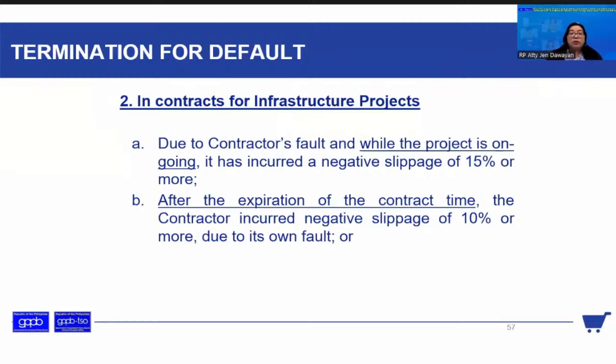his own fault. So, for example, yung kontrata na nag-end naman June 30, no? And then the contractor, July 31 or onwards, incurred 10% slippage or more due to his own fault, then there is a ground for terminating the contract for default of the contractor.